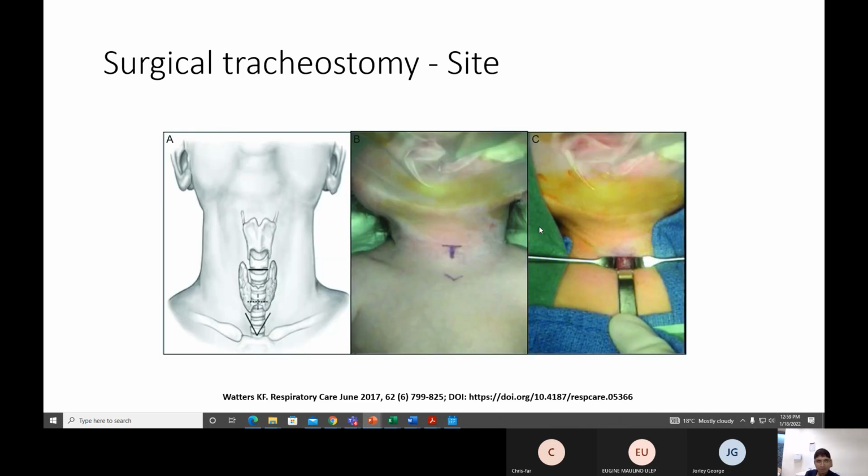So how is the surgical tracheostomy done? Here is an illustration with various landmarks marked. You can see this is the sternal notch, and this is the cricoid cartilage, and midway between these, the surgeon makes an incision. He has marked out where to make it, and then he makes the incision and dissects down to the trachea. You can see here that the trachea is now visible.